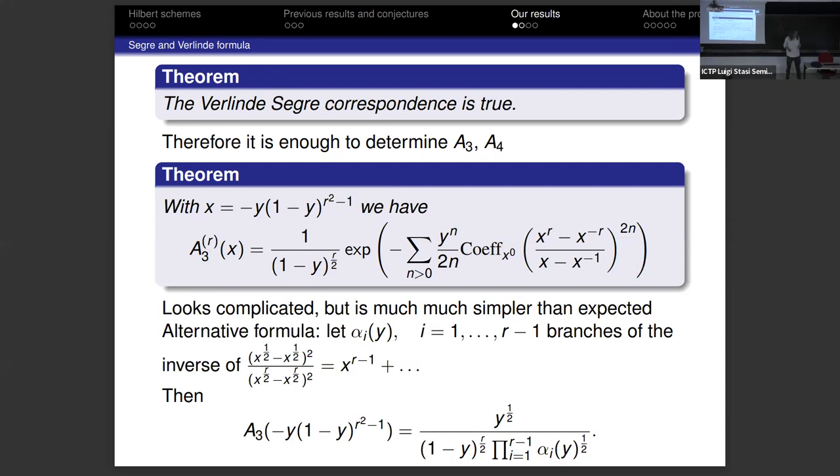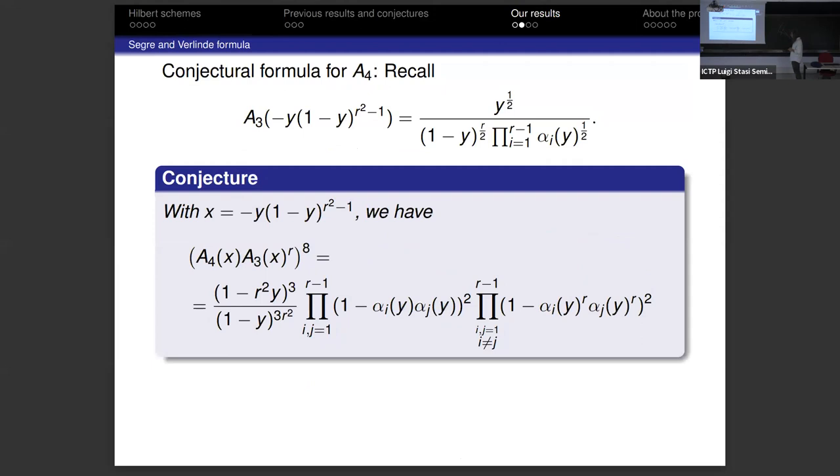I have introduced this so that we can talk about A4, the final missing power series. Here we have again this formula that I just wrote down, where these were the branches of the inverse of this rational function. And now the claim: if I again take the same change of variables, these are power series starting with one. So writing it like this is the same as saying that A4 can be written in this form in terms of these alpha i. So we have this complicated expression: some simple rational function like this, and then the product over i, j from one to r minus one of one minus alpha i alpha j.